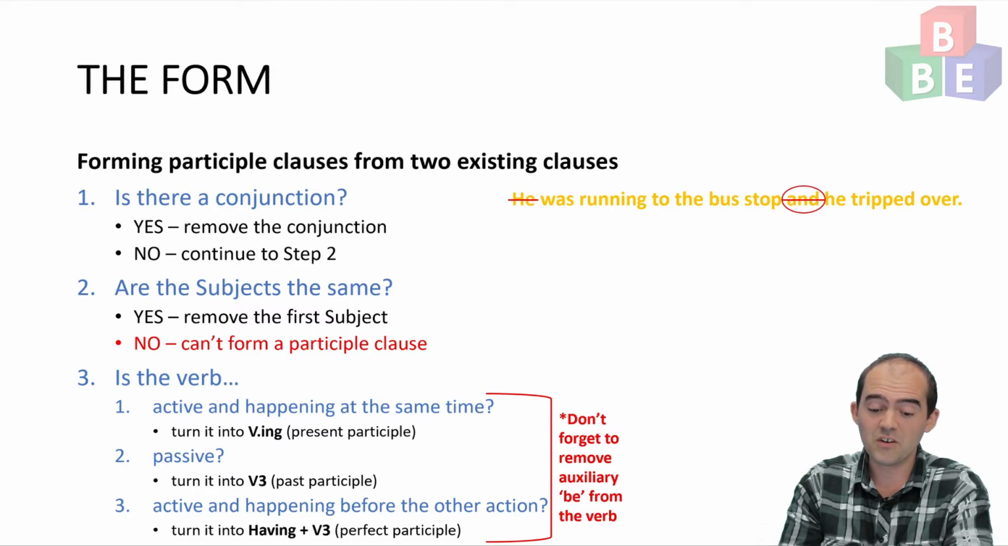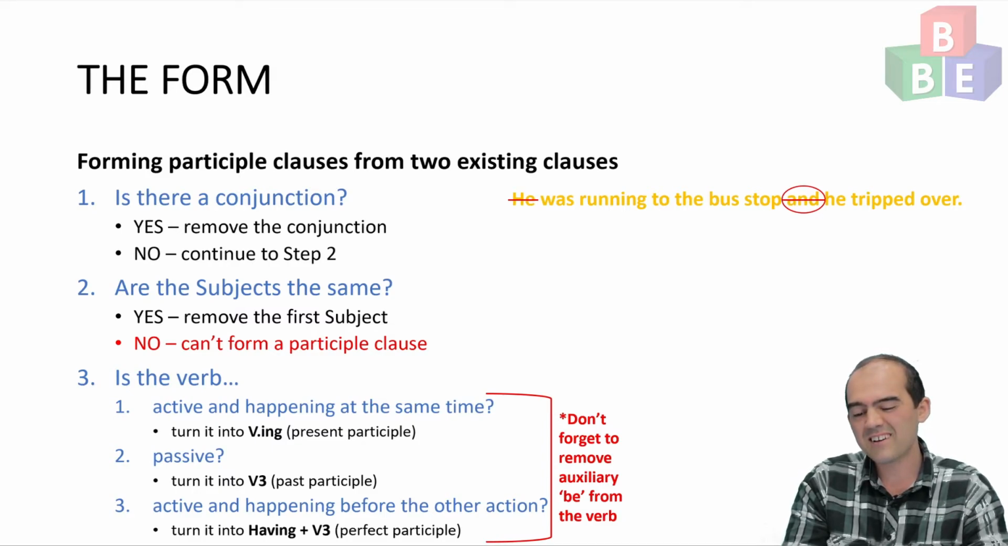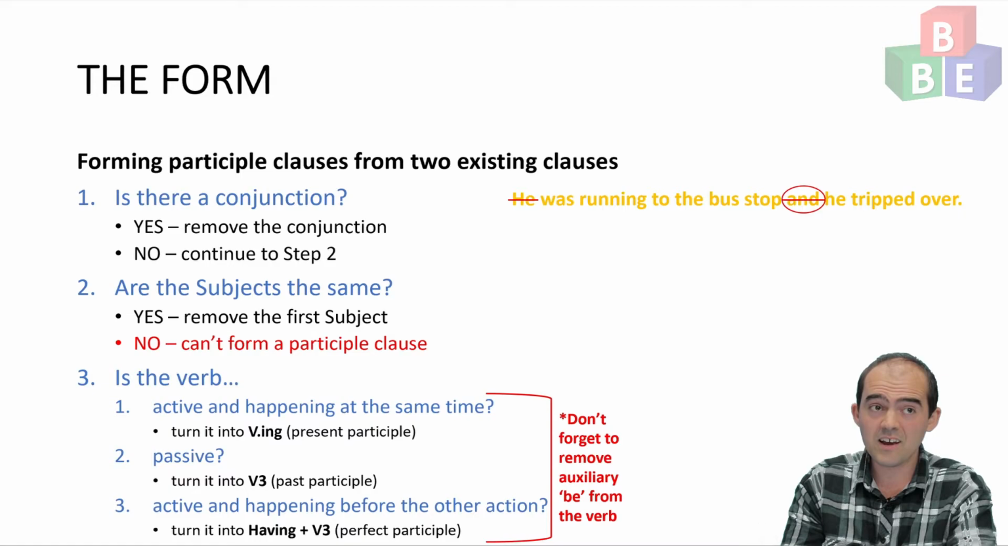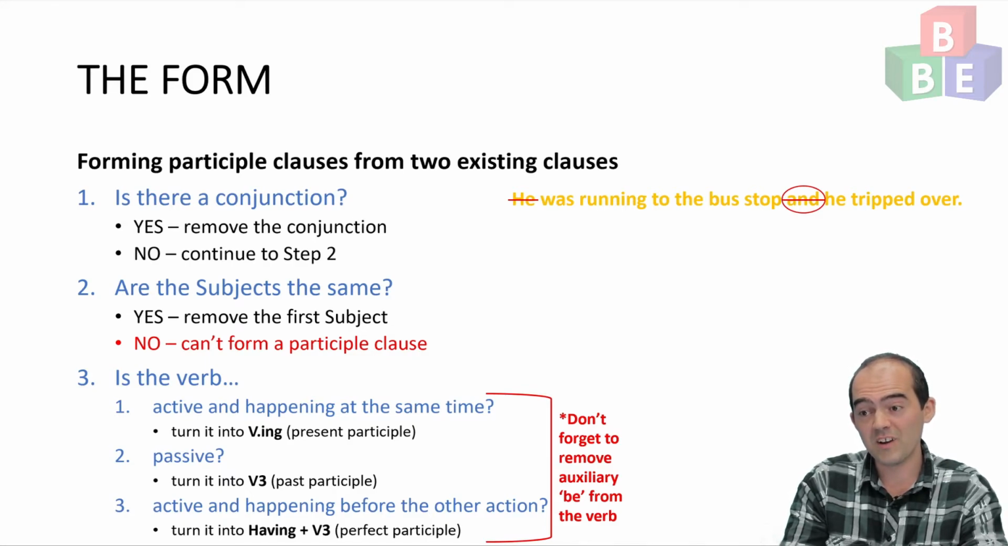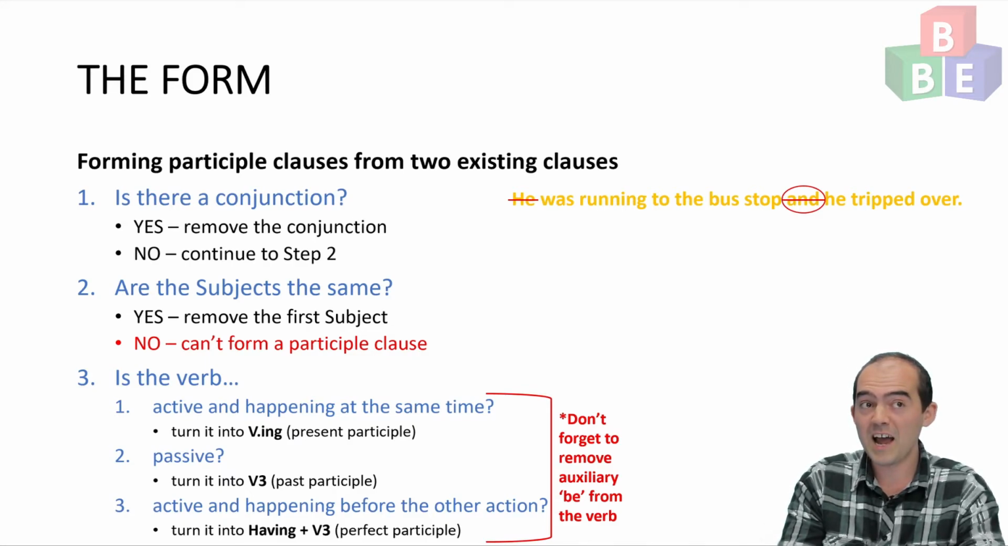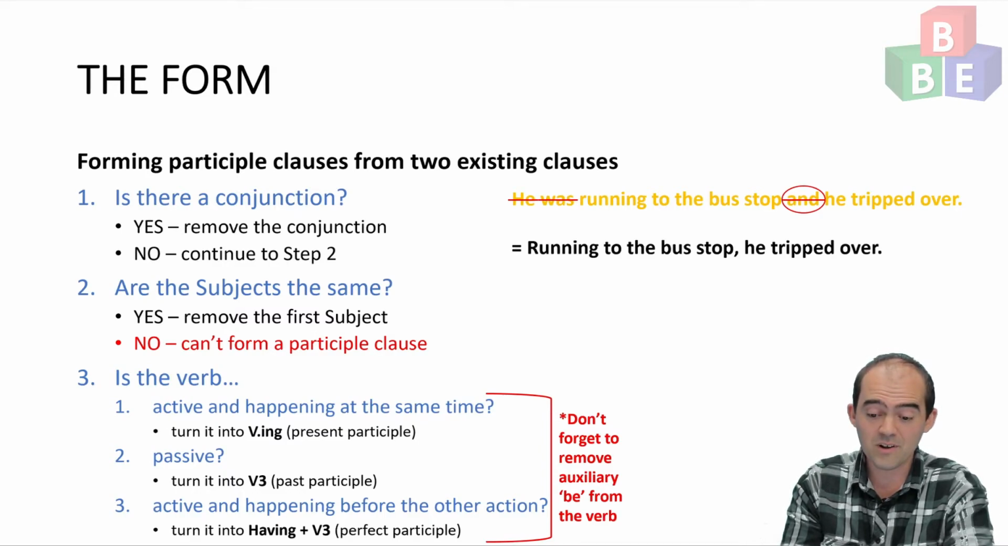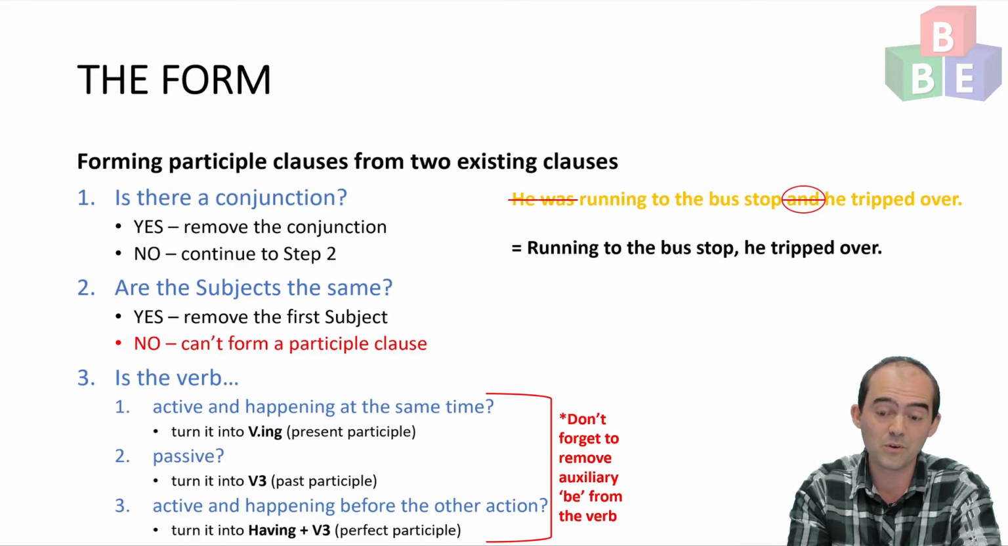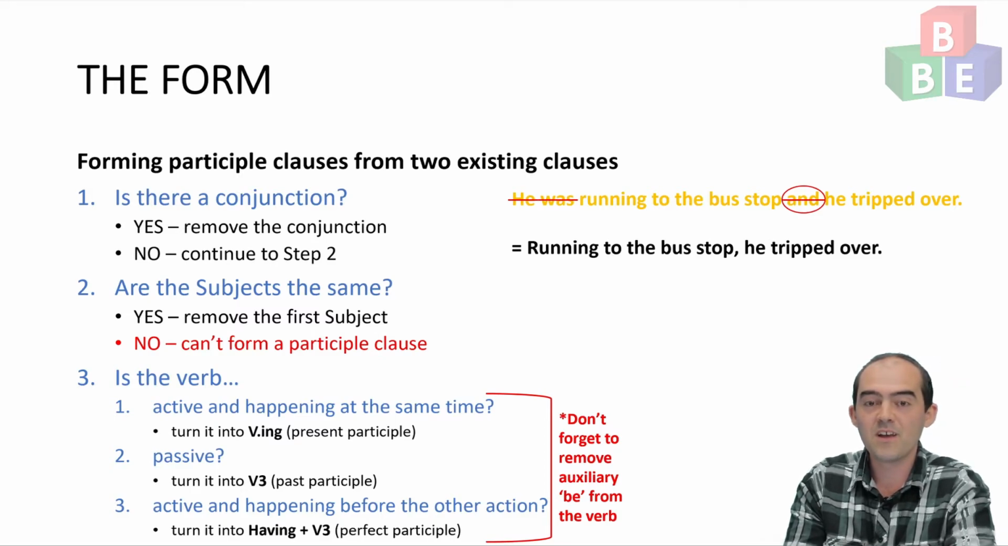Finally, the third question. What is the verb doing? Is it active or passive? In this case, was running is obviously an active verb. So I can turn it into a verb ing. Fortunately, I already have running as a verb ing, so all I need to do is remove the be, and I have my participle clause. Running to the bus stop, he tripped over. And don't forget to include a comma to separate the adverbial participle clause from the main clause.